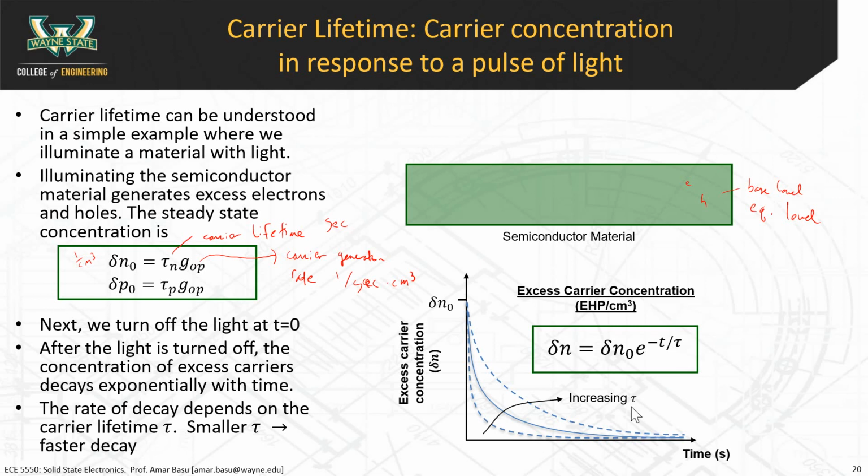So the way that carrier lifetime is defined is that carrier lifetime is the average time between generation and recombination events. Okay, I mentioned that at the beginning of the module. I'll mention it again here. Carrier lifetime is the average time between generation and recombination events.